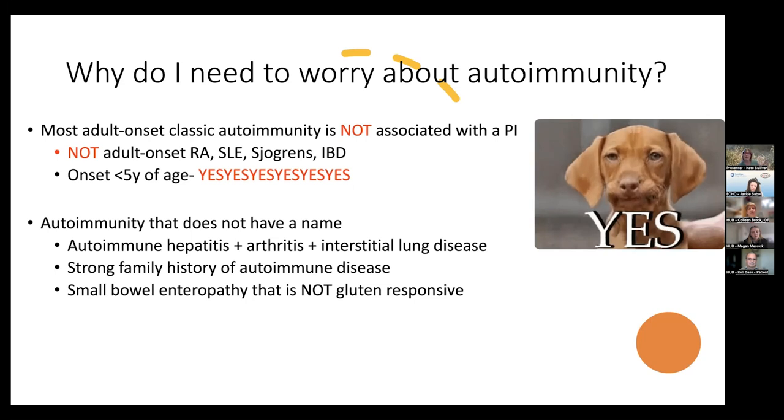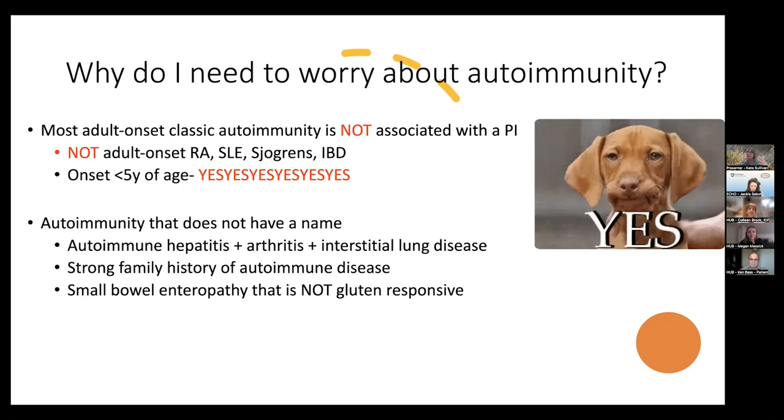So onset less than 5 for lupus, for inflammatory bowel disease, we actually know what the rates are. So for inflammatory bowel disease, 10% of kids with IBD at onset less than 5 years of age actually were born with a flawed immune system. They were born with a primary immune deficiency, and it's manifesting as inflammatory bowel disease. Similarly, for lupus, it's about 20% for onset less than 5 years of age.